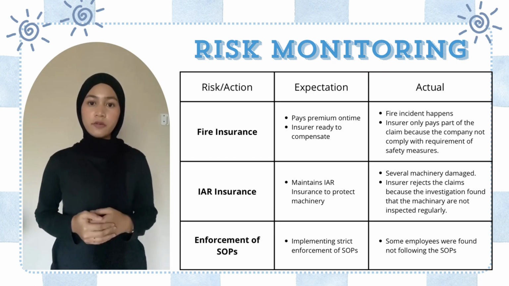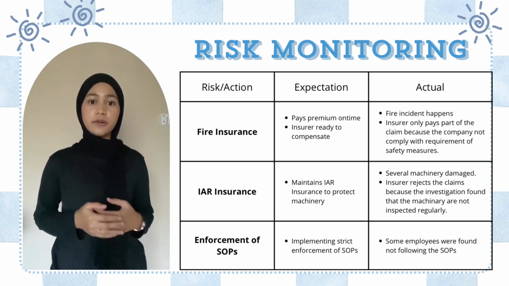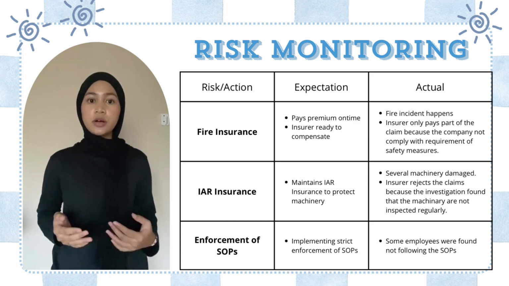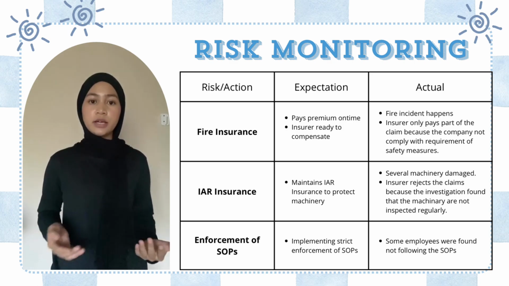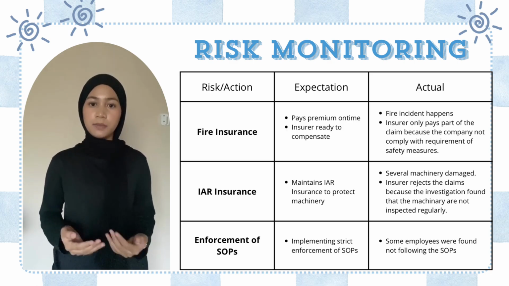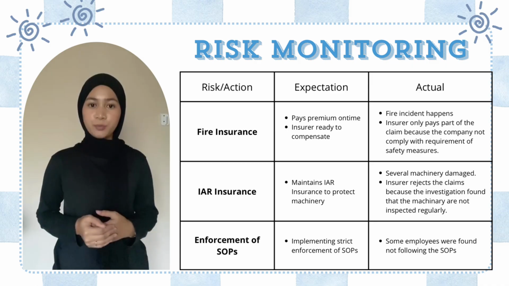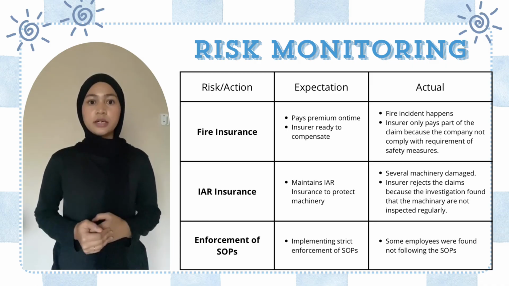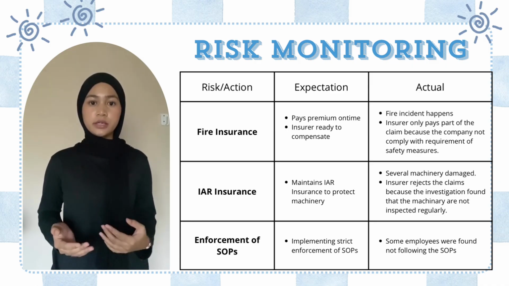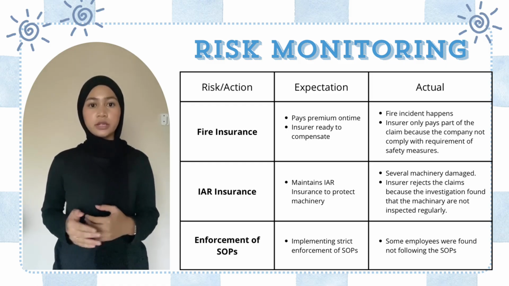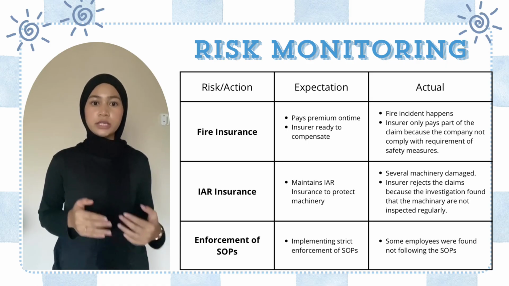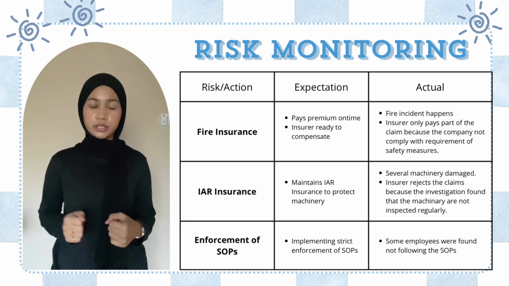However, at the end of the year, the company experienced a fire incident, but the insurer only paid part of the claim because the company failed to comply with the policy requirements, such as not installing a fire alarm and automatic water sprinkler. As a result, the company had to bear the remaining repair costs. This shows that severity of financial losses increased while the frequency of fire incidents remained unchanged.